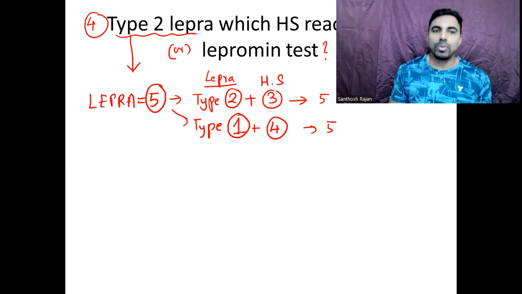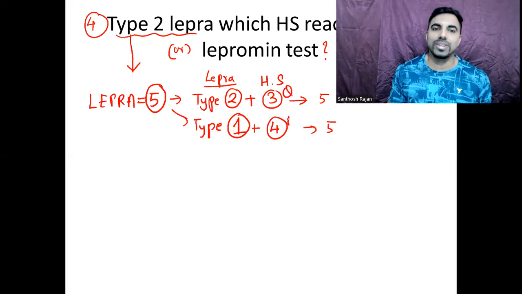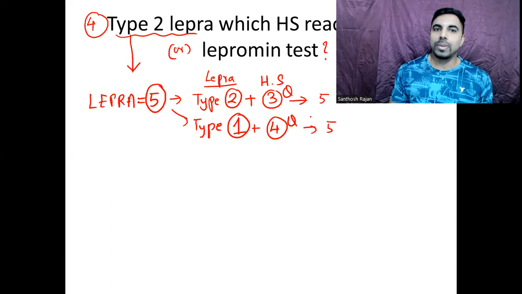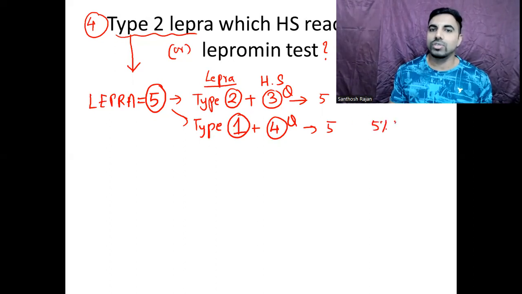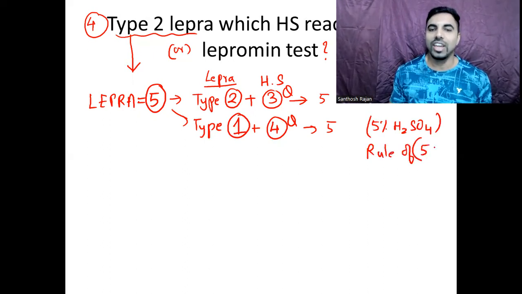So it means type 1 lepra reaction is type 4 hypersensitivity reaction, type 2 is type 3. Very, very simple. If you forget, for leprosy, how many percent H2SO? 5% H2SO. So it's the rule of 5. For leprosy, I would simply say the rule of 5 is applied. At least for lepra.